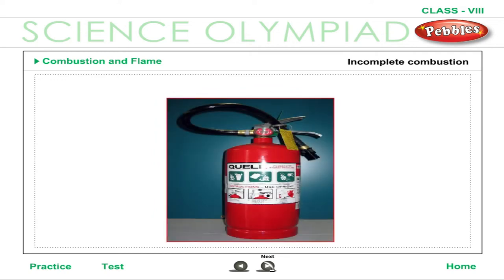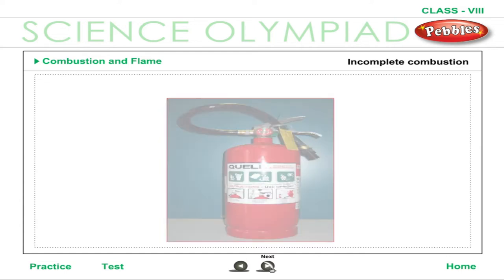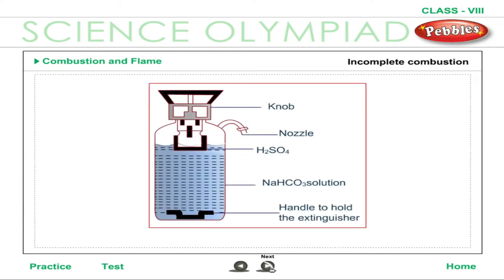Liquid CO2 fire extinguishers, soda acid type. This is very effective as a household fire extinguisher. A cross section of this fire extinguisher is shown in the figure. A strong solution of sodium bicarbonate is kept in a metallic container just above which a bottle of concentrated sulfuric acid is positioned. When the knob is struck, the acid bottle breaks and the sodium bicarbonate solution comes into contact with the concentrated sulfuric acid. This produces CO2.